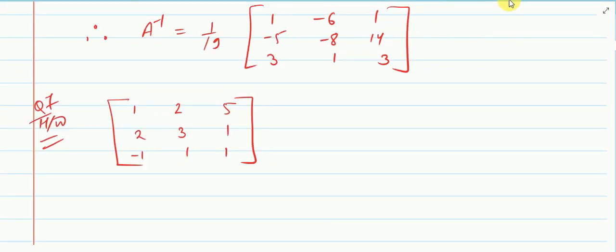Okay, question number 7 will be your homework. Using elementary row operation, you have to find its inverse. Okay. And with this, the chapter gets over.